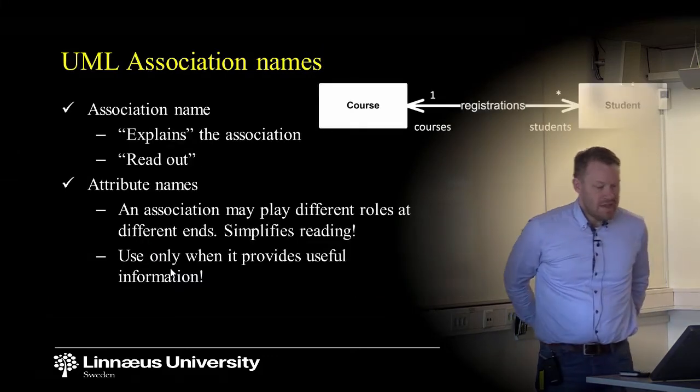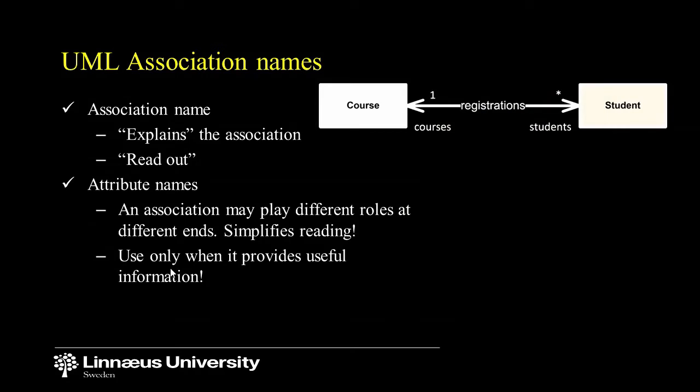So, association names. I took an example that is also semantically incorrect. Can you catch it? Yeah? Because the students can be registered to more than one course. So this student typically can be registered to more than one course. But what you can do here is that you can actually read: a course has a number of registrations referring to student objects, and you can access that collection using the student's role.